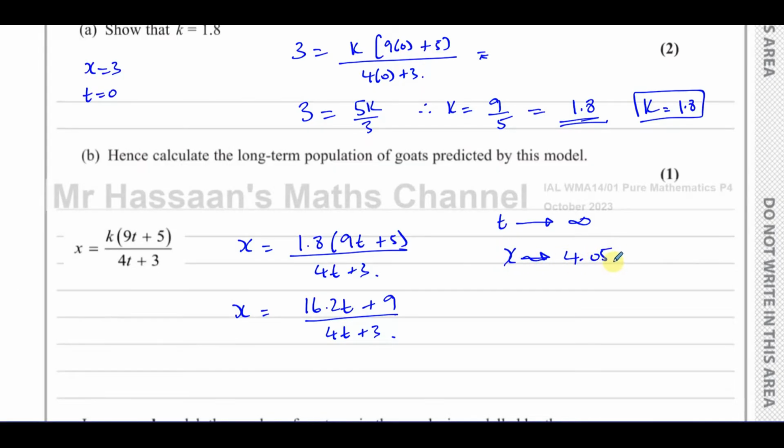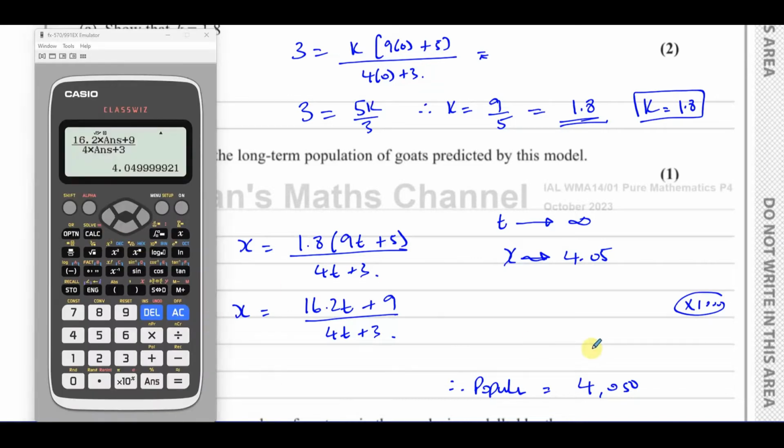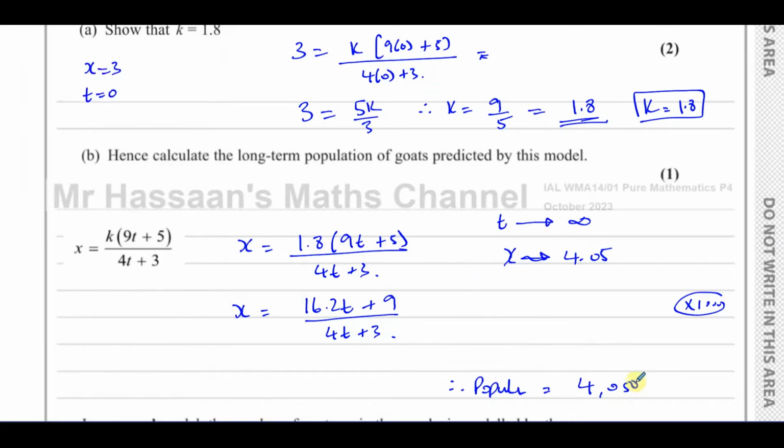Which would then be 4,050. So therefore we can say the population is going to be 4,050, because you have to multiply by 1,000, because remember it's in thousands. All right, that's one way of doing it, and that would be perfectly acceptable if you did that in the exam, just putting t as a large number and writing that down. But there are other ways of dealing with it. For example, we know that this is a reciprocal graph.